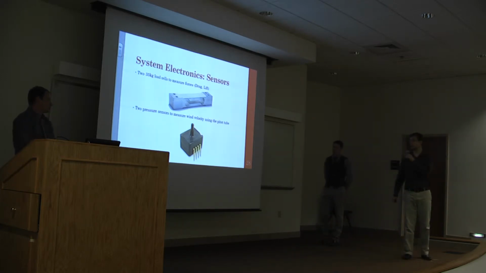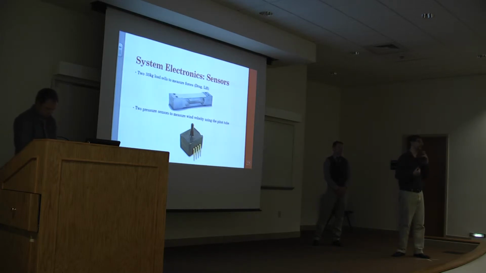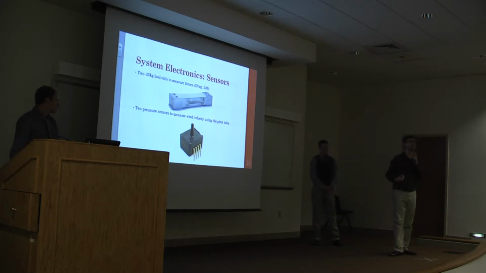So for the sensors, we've got 2 35-kilogram load cells. A load cell basically works like this: you send it an excitation signal, and it sends back a signal based on the stress on it. So we would use this to measure the forces of drag and lift. Down below, we've also got pressure sensors. These work similar to the load cells. You send an excitation signal, and it sends a signal back based on pressure. These will be used to measure the pressures across the pitot tube to digitally determine the velocity.